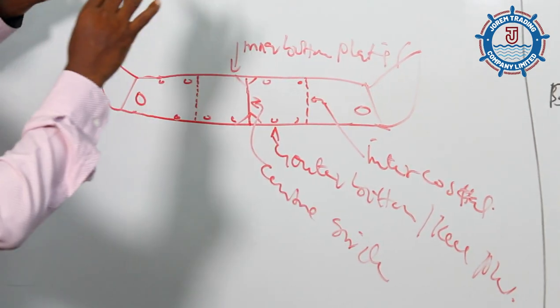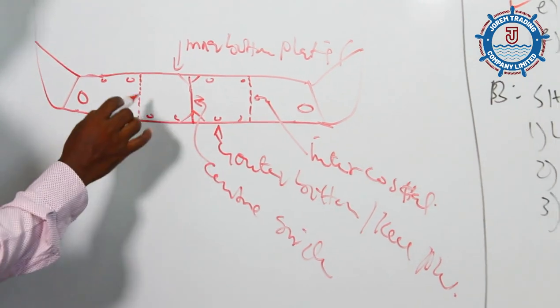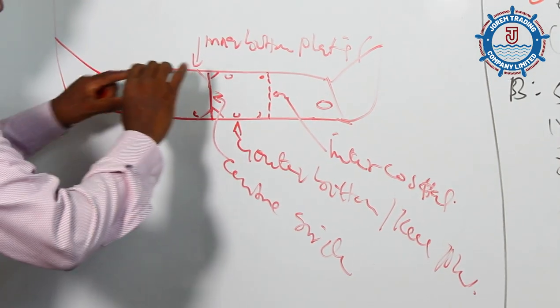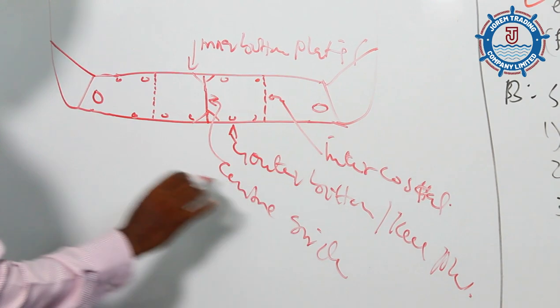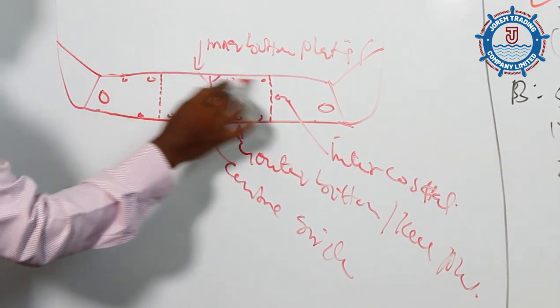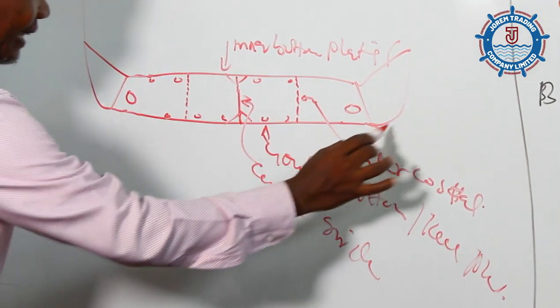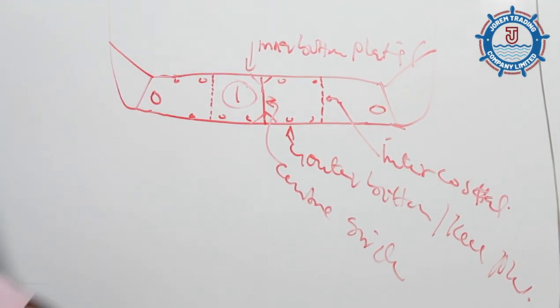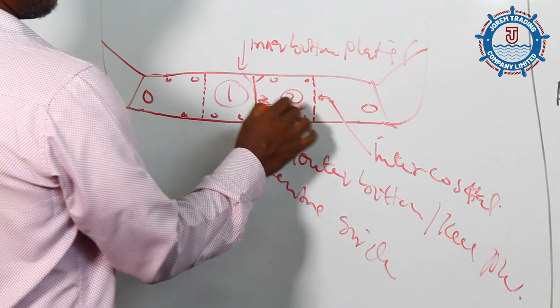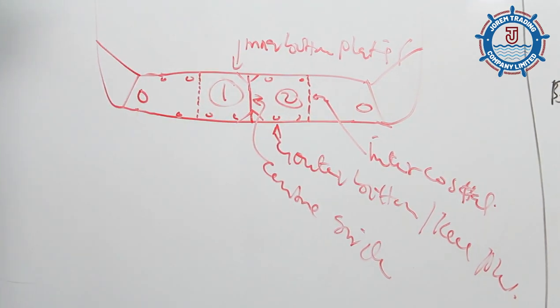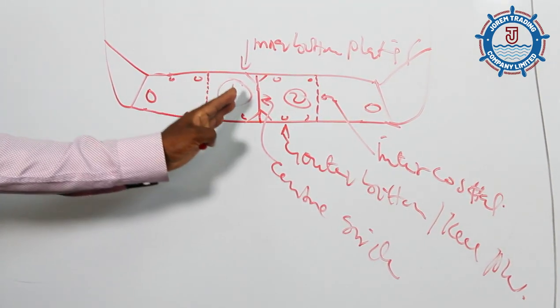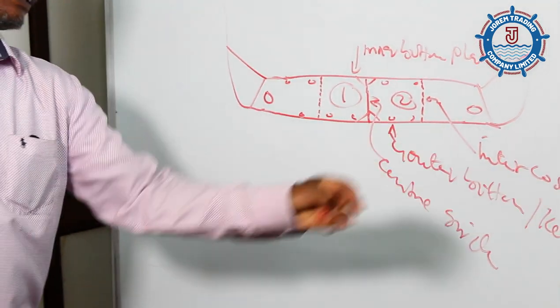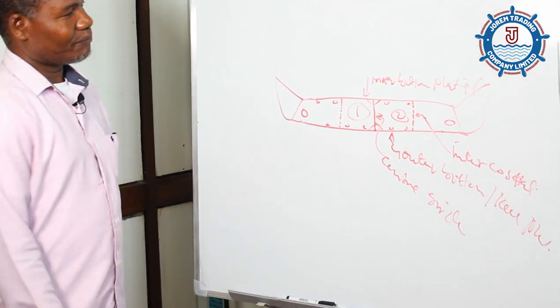But firstly, you will construct the bottom. This one will be number one, this bottom plating, this double bottom, we say double bottom. This structure we have drawn here is what we call the double bottom. We call it number one. It can either be port and starboard. 1, 2, it means double bottom. You can either start constructing this side or that side, whatever. But you start with the double bottom.